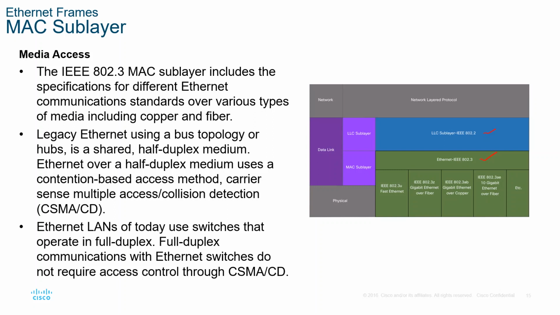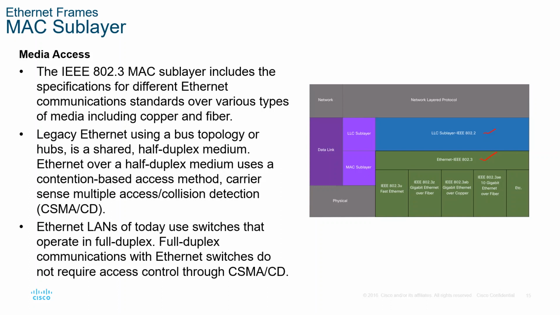So for example, IEEE 802.3U supports Fast Ethernet communication. IEEE 802.3Z supports fiber, and 802.3AB supports Gigabit Ethernet over copper, right? So and so on and so forth. Hence the reason why you see here the supported standard defined in the MAC sublayer is 802.3, because we are now talking about the wired LAN, the Ethernet LAN.